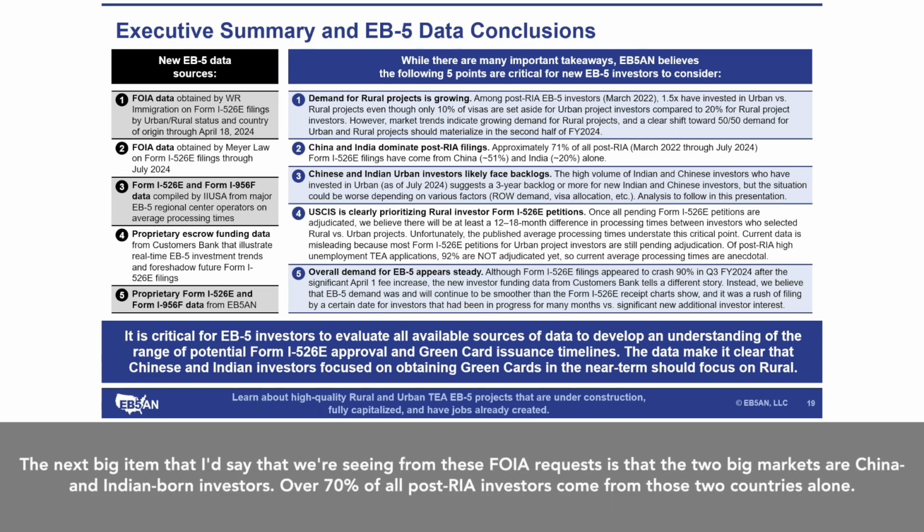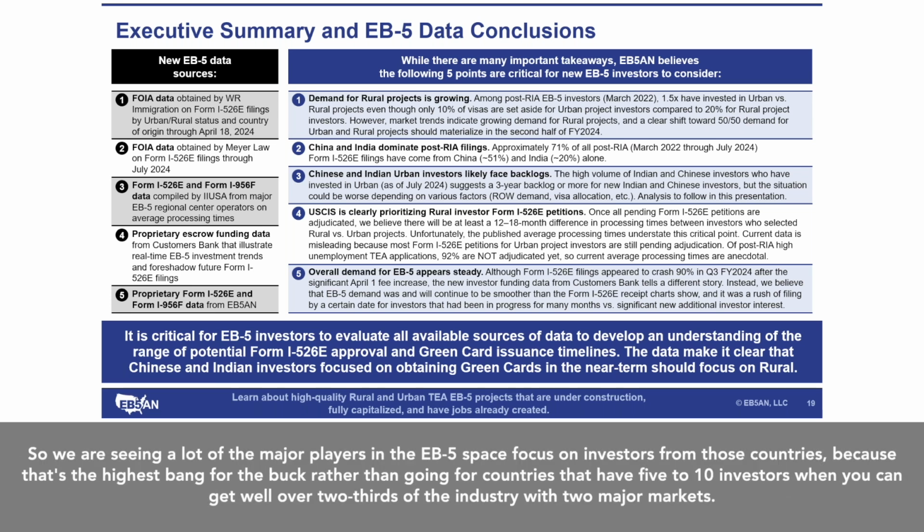The next big item that I'd say that we're seeing from these FOIA requests is that the two big markets are China and Indian-born investors. Over 70% of all post-RIA investors come from those two countries alone. So we are seeing a lot of the major players in the EB5 space focus on investors from those countries because that's the highest bang for the buck, rather than going for countries that have 5 to 10 investors when you can get well over 2/3 of the industry with two major markets.